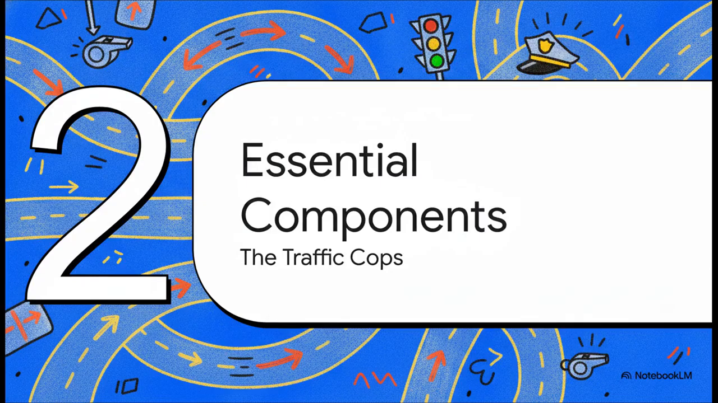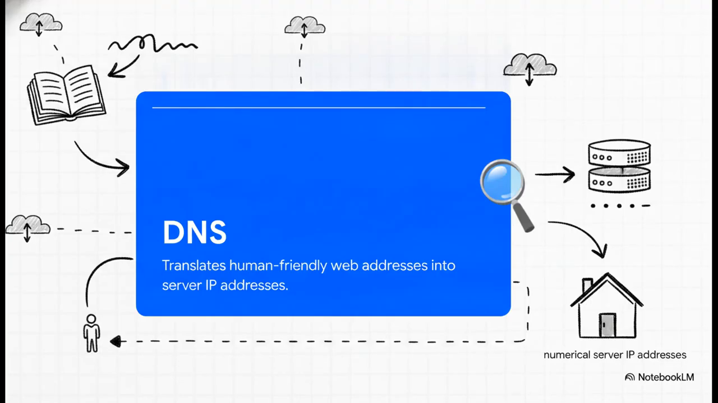Moving right along to Section 2, Essential Architecture Components, the traffic cops. DNS, or the Domain Name System, is the absolute starting point of the routing process. It's the address book that translates human-readable domains into IP addresses to make sure the user actually finds the house we've built. But in high-performance architecture, DNS is way more than just a simple lookup mechanism.